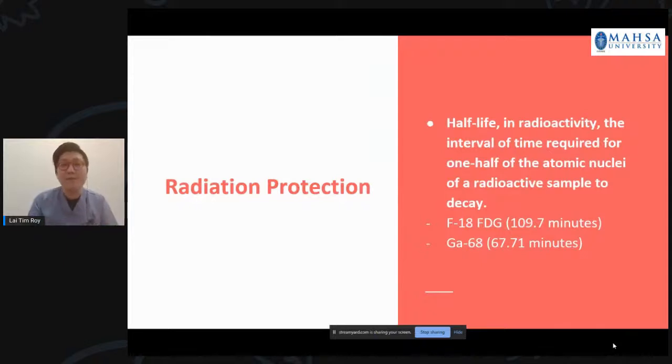So, half-life. In radioactivity, it is the interval of time required for one half of the atomic nuclei of a radioactive sample to decay. All these radio tracers have half-lives, so they will decay according to time. For F18 FDG, the half-life is around 109.7 minutes, plus or minus less than 2 minutes. And gallium-68 is usually 67.71 minutes, so it's around 68 minutes for it to reduce by half.